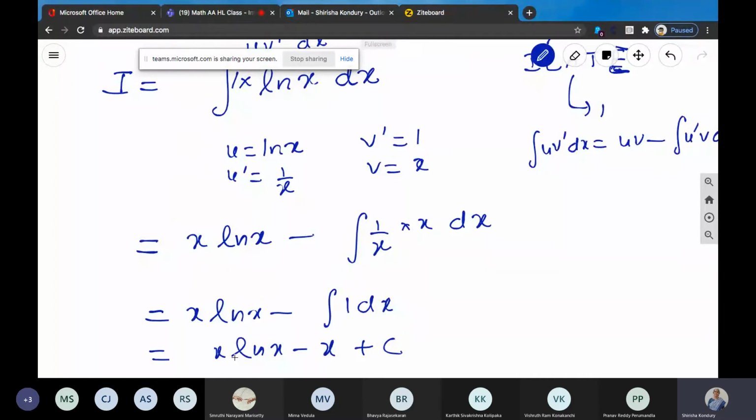If you have any doubts whether this is the integral of ln x, then take the derivative. So I'm going to take the derivative of x ln x. x times derivative of ln x plus ln x times derivative of x, minus derivative of x, plus derivative of c is 0. So 1 minus 1 is 0 and I'm getting ln x. Yes, so my integral is correct.